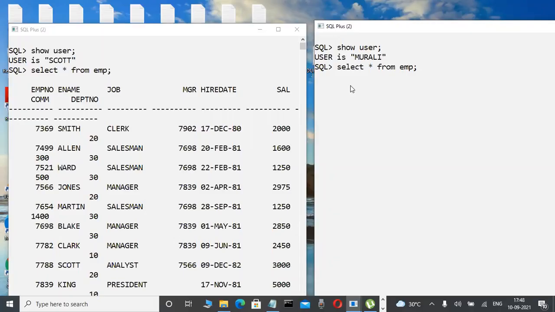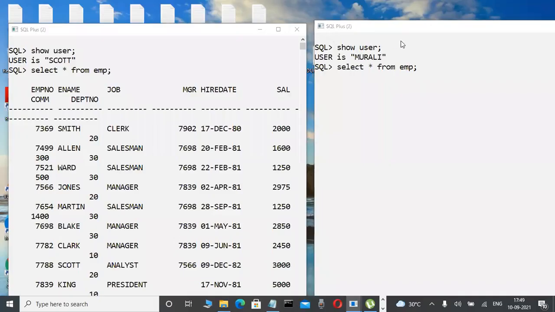Now this is a Murli user. Try to access the Scott user's table only. EMP is a table available in the Scott user only. The table Murli user is trying to access. Murli is another employee, trying to access only. Now working or not working? Maybe anybody guess it?